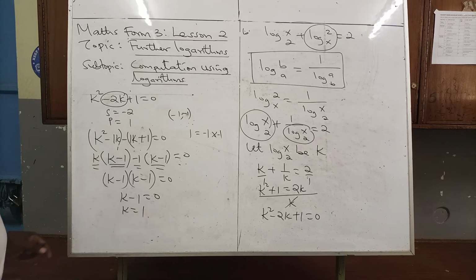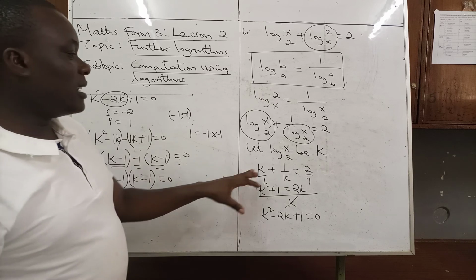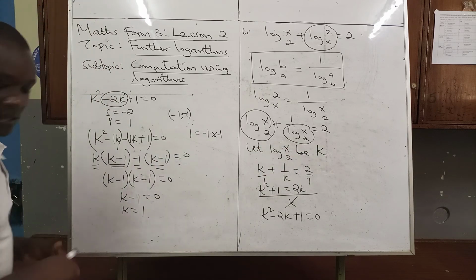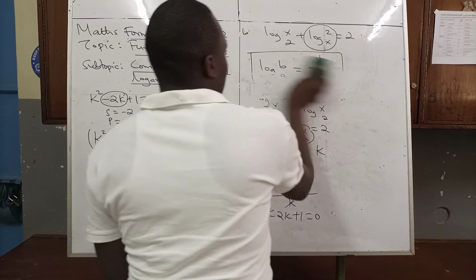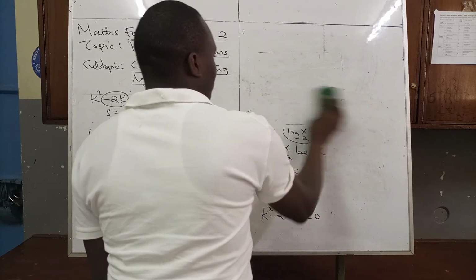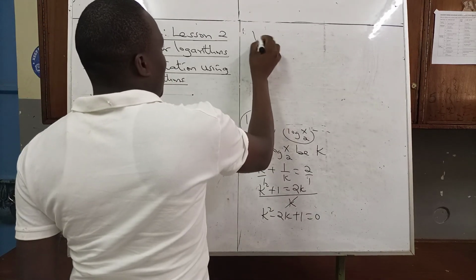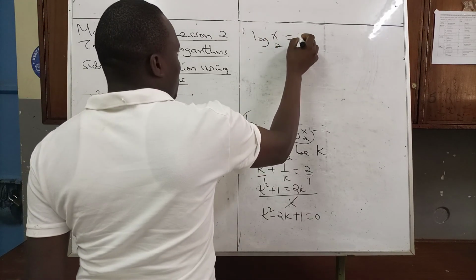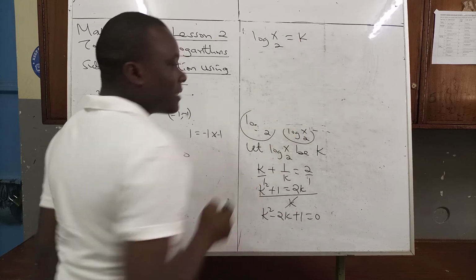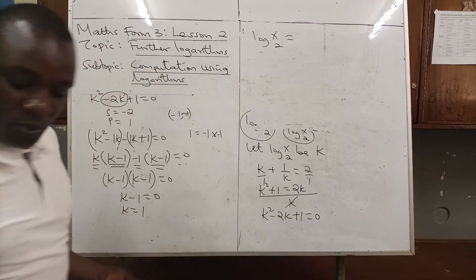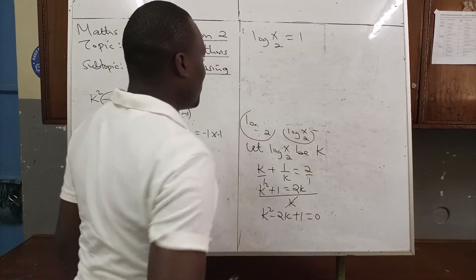Remember, this is not the answer. This is the value of k that we have obtained. We will go back to where we said let k be log x base 2. So that means our value of x will be log x into base 2 is equal to k. But you will see me replacing this k with 1 because that's what we have obtained. So I will say 1.